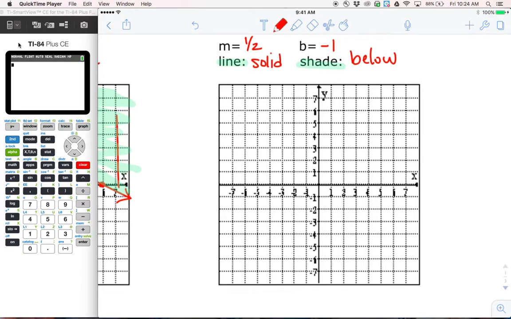So my y-intercept is here at negative 1, and I'm going to go up 1 over 2 because my slope is 1/2. This is definitely review. We've been doing this for a while here. And we've got our line, our solid line this time drawn. And we're going to shade below it. Right, so from the line, go down. And this is our shaded area.